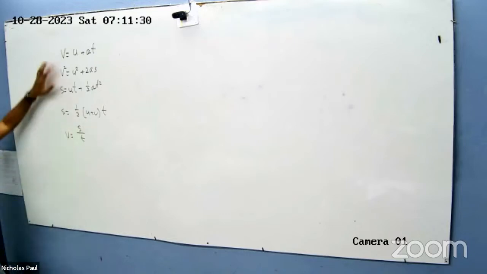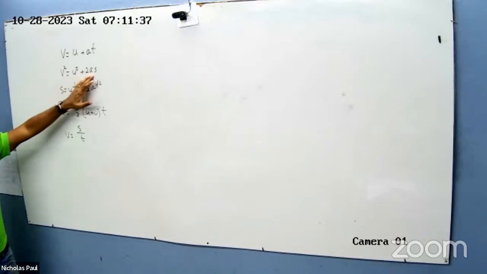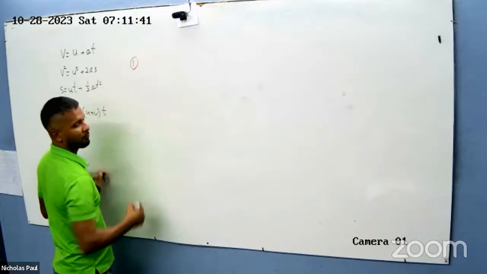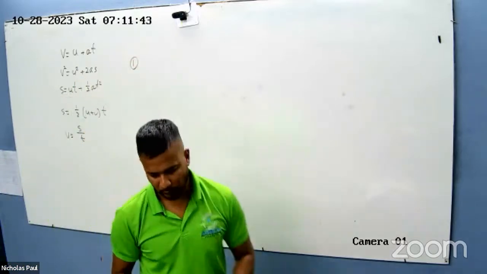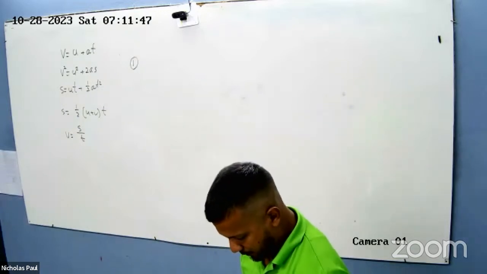So these are the equations. How do you know which one to use? To figure out which one to use, you have to look at the quantities they gave you. All right, so let's do the first question from the little handout there. What was it again?